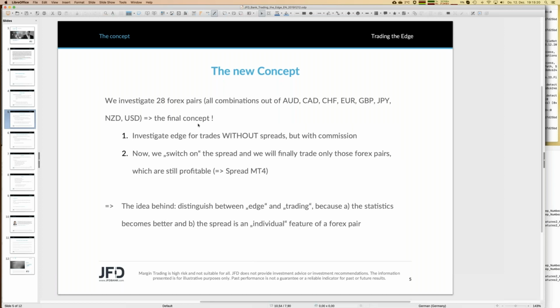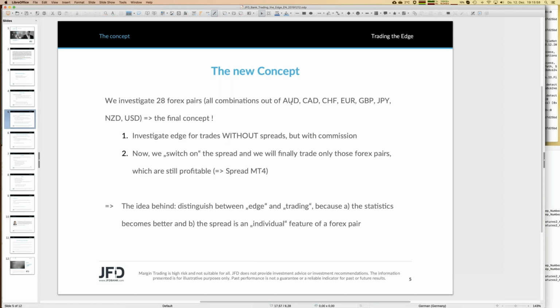Okay, and the real new concept here is, okay, that we investigate forex pairs in a starting position simultaneously. And what I normally do is always I look for 28 forex pairs, and that is simply all combination you can build out of those 8 currencies, Australian dollar, Canadian dollar, until US dollar. And yeah, that sums up to 28 forex pairs, because we have only, let's say, one direction.